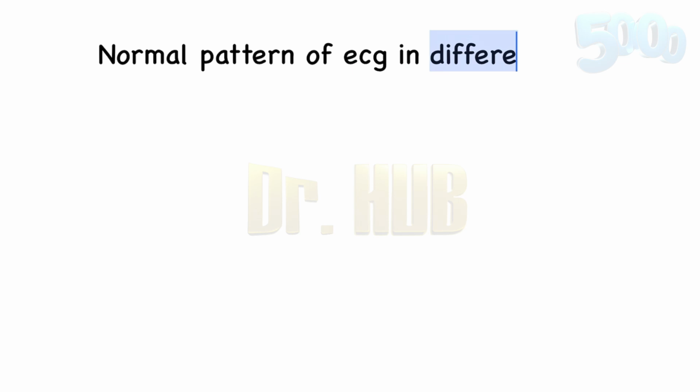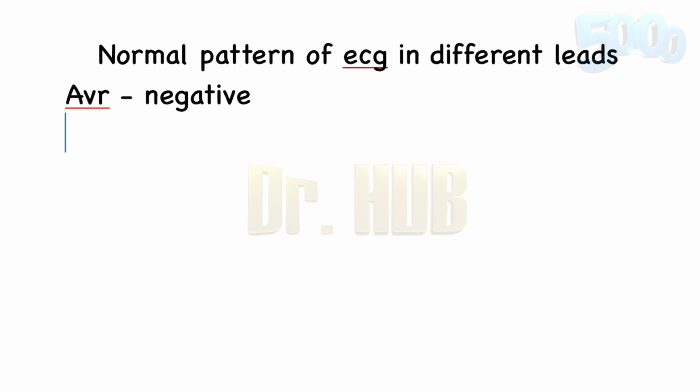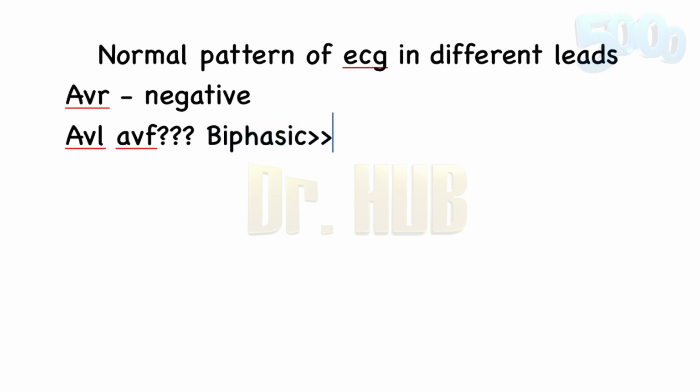Now we are looking at the normal pattern of the ECG in different leads. So the first one we look at is the aVR. What is aVR? aVR is all deflections are negative. Then aVL and aVF are predominantly positive or biphasic. So it can be biphasic as well.